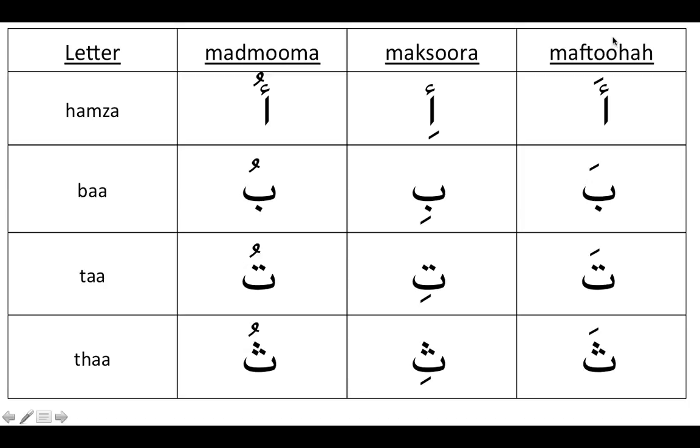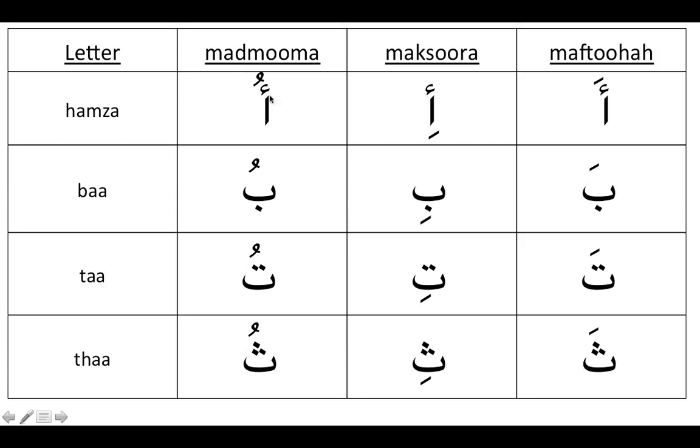I'm going to give you a short pause after every one of these, and I want you to try to imitate me. Okay? So this is the letter hamza, and because Arabic is written right to left, we're going to go right to left, not left to right, because we're learning Arabic, not English. This is the letter hamza, and it intersects with the maftooha column. Hamza maftooha, a. And this is the intersection of the hamza and the maksoora column. This is hamza maksoora. And this is the hamza madmooma.